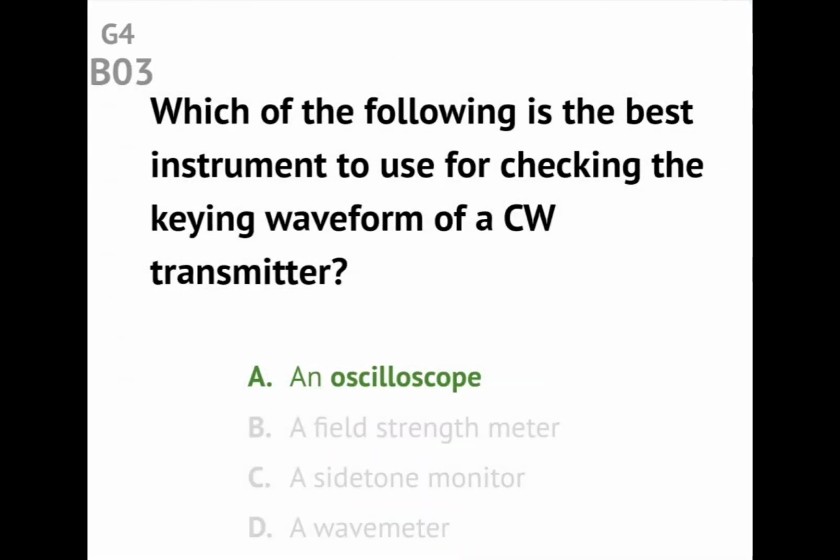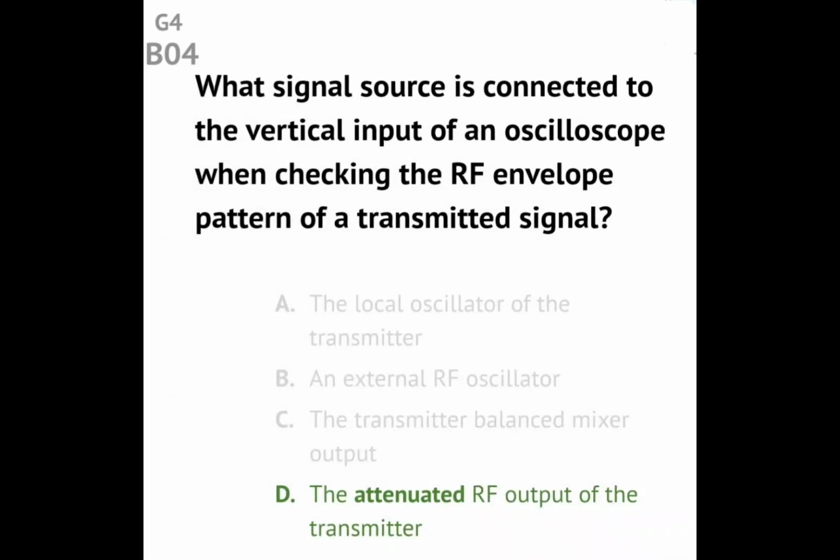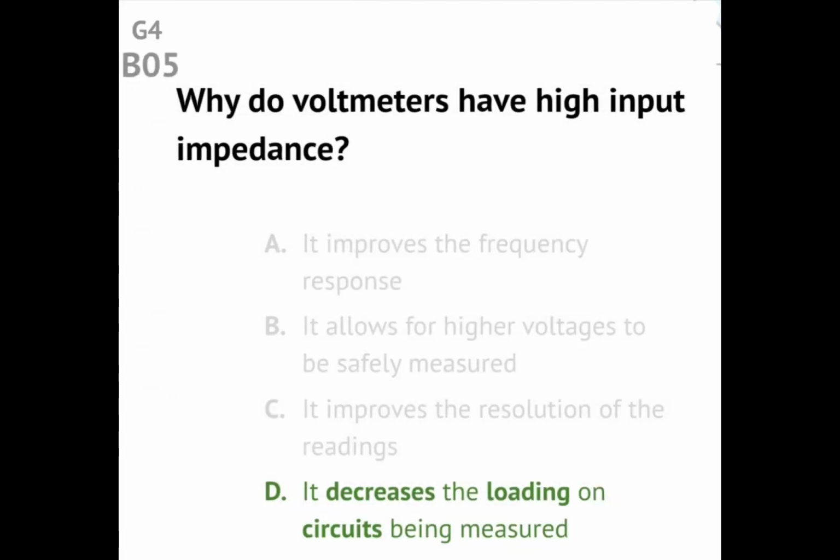Question G4B03. Which of the following is the best instrument to use for checking the keying waveform of a CW transmitter? Answer: an oscilloscope. Question G4B04. What signal source is connected to the vertical input of an oscilloscope when checking the RF envelope pattern of a transmitted signal? Answer: the attenuated RF output of the transmitter. Question G4B05. Why do voltmeters have high input impedance? Answer: it decreases the loading on circuits being measured.